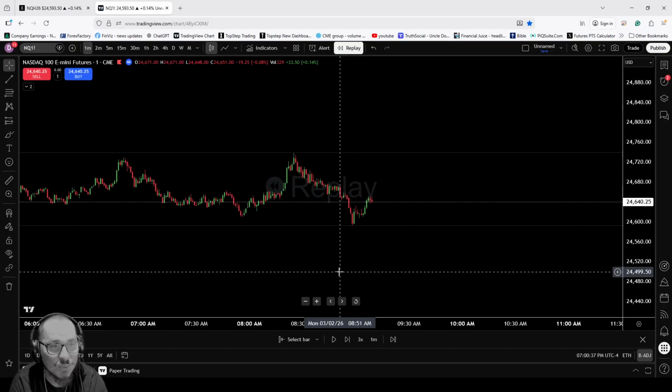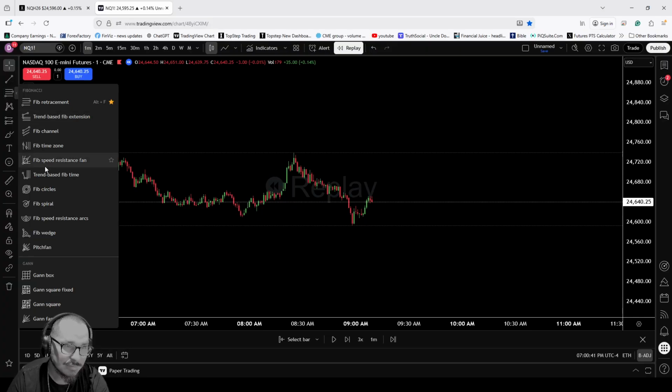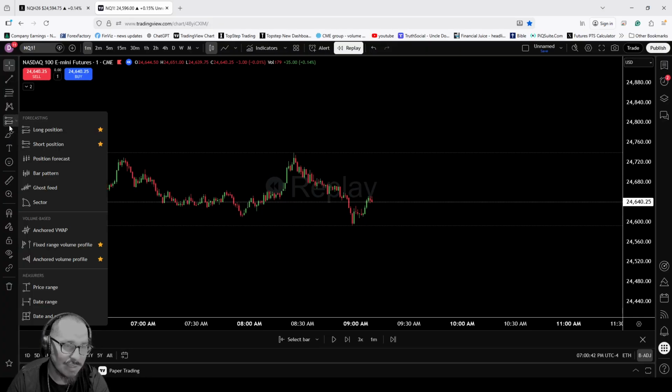What's the name of the tool for the point of control? I'm pointing at it. What is it called? Step one, look for your fixed range volume profile, right? Say yes. Wait, say it again. I want to get it.